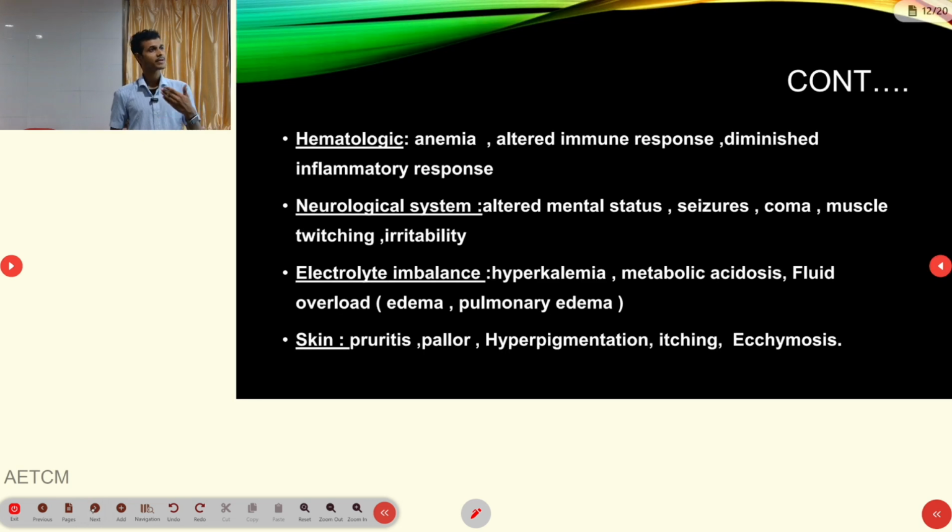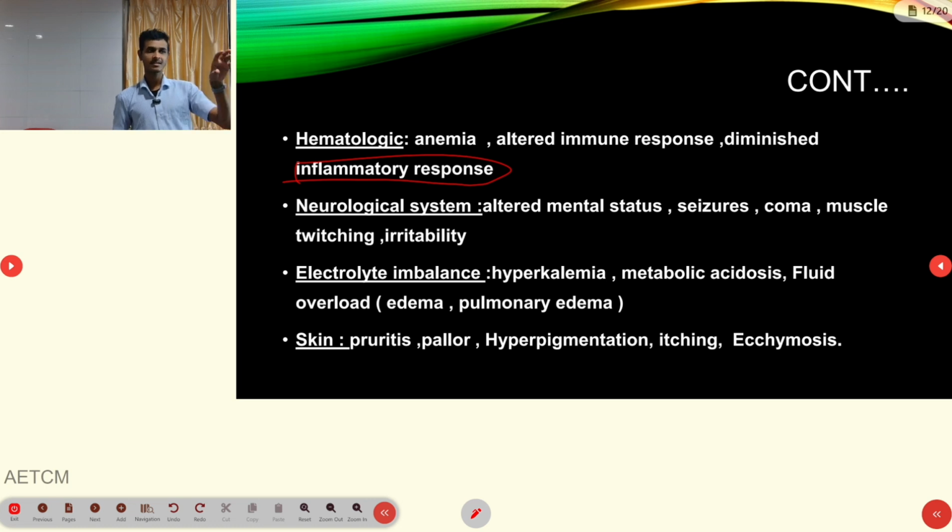Hematological wise, the person may get anemia, an altered immune response, and a diminished inflammatory response. So these are the things that lead to the person with CKD being more prone to infection. Whenever we are performing IV cannulation or we are going to intubate the patient, we strictly have to follow the aseptic precautions.